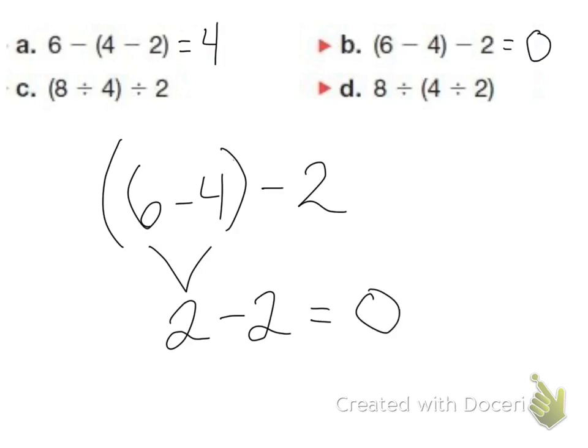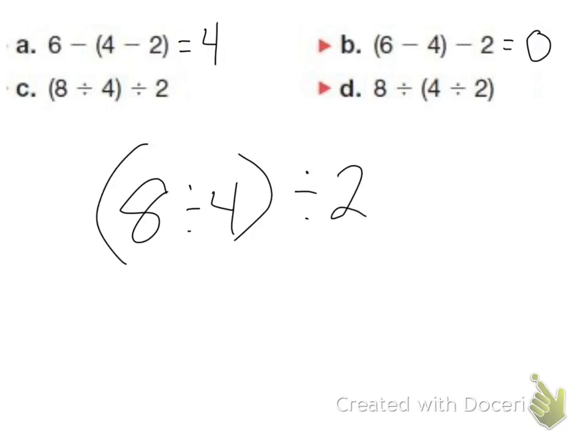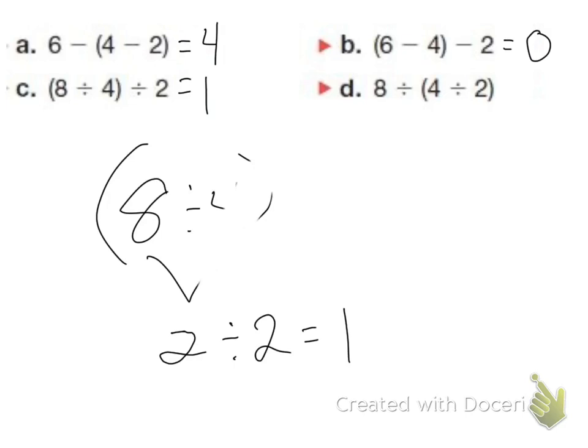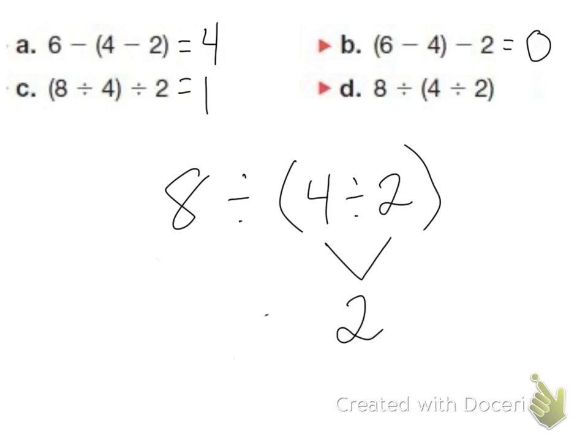Same thing with division. So we have 8 divided by 4 in parentheses, and then divided by 2. I know 8 divided by 4 is 2, and 2 divided by 2 equals 1. Okay, so let's look if we do it the other way. So we have 8 divided by 4 divided by 2. So 4 divided by 2 equals 2. And then 8 divided by 2 equals 4.